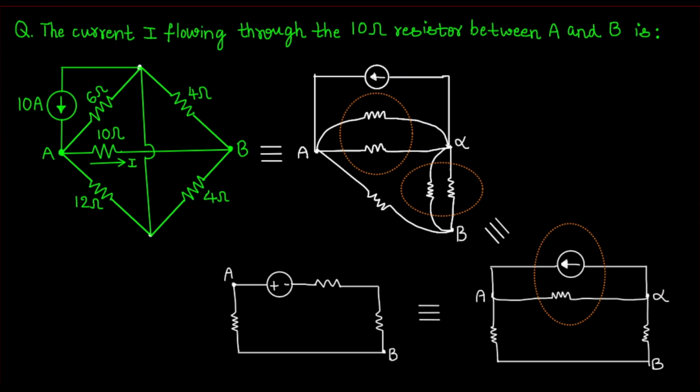Hi everyone, this is our first question from network theory. Let us read the question first. The current I flowing through the 10 ohm resistor between A and B is... So here is the circuit. But before we proceed further, let us look at some prerequisites which will help us solve this question.